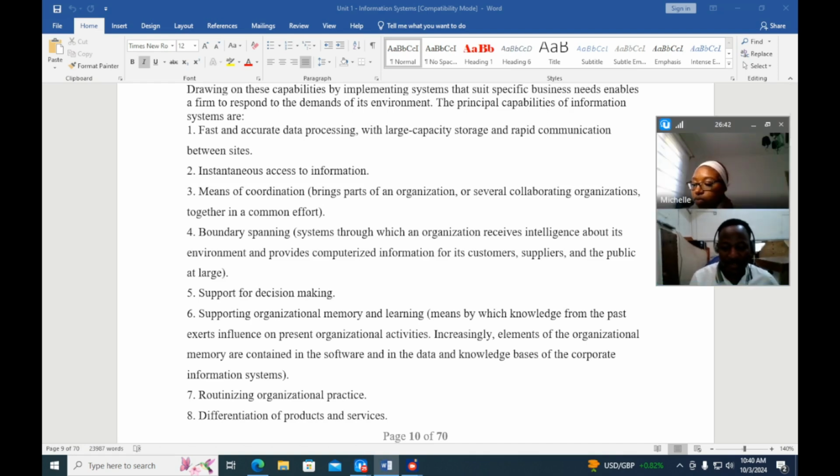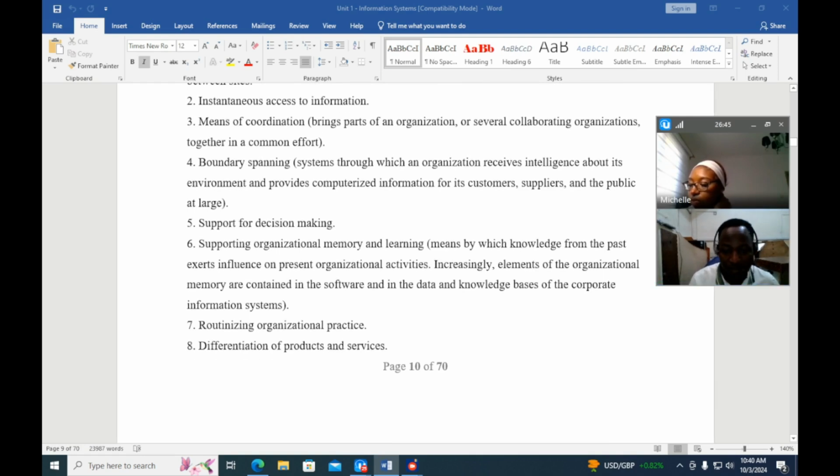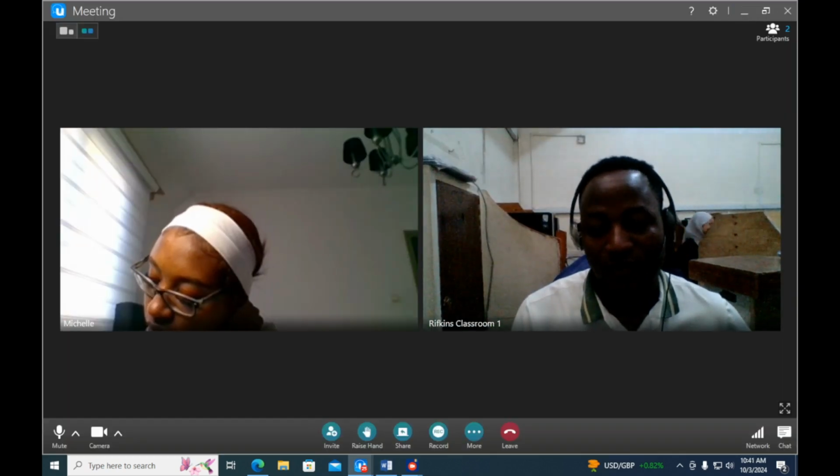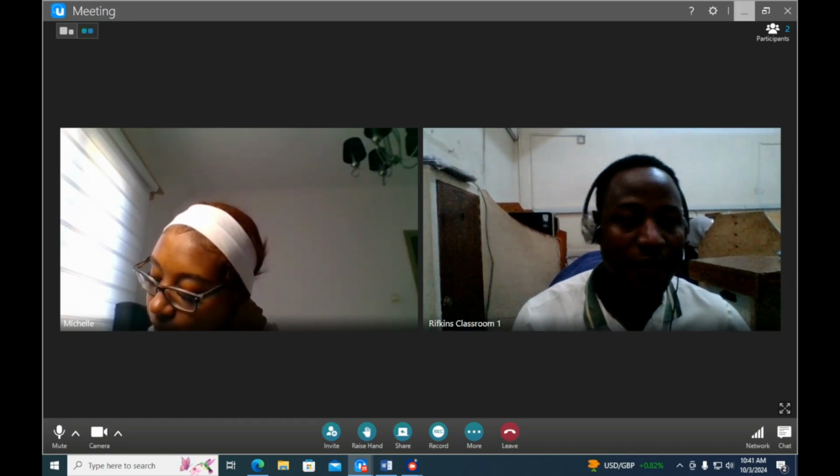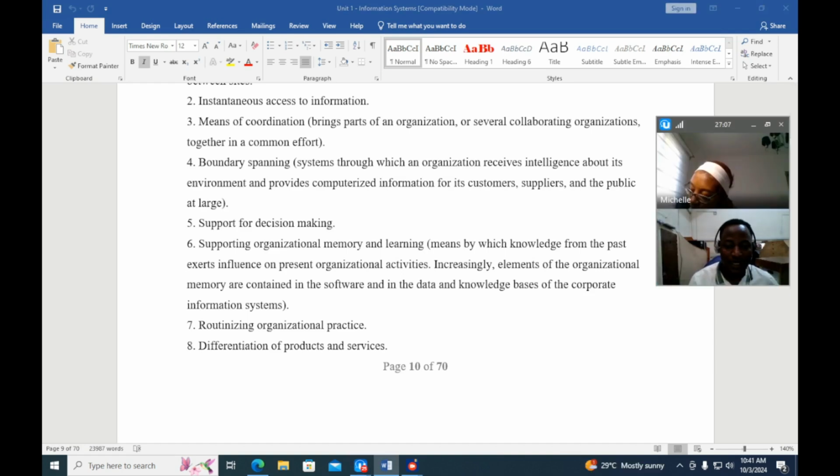We are on number 6. The capability number 6 is supporting organizational memory and learning. They are actually a means by which knowledge from the past is brought into the present.